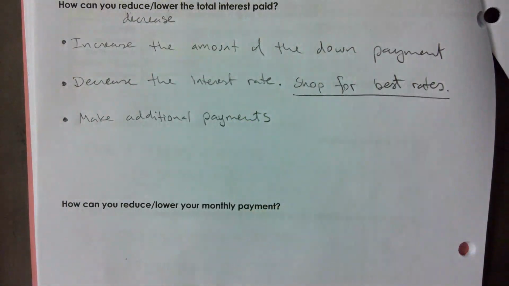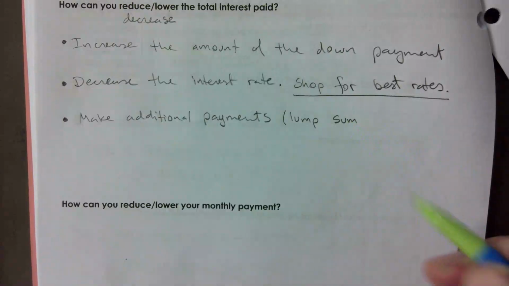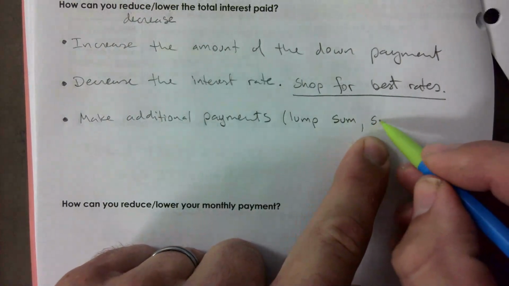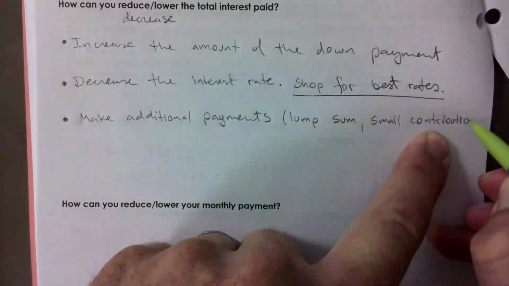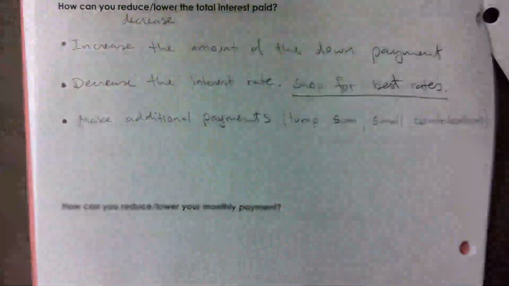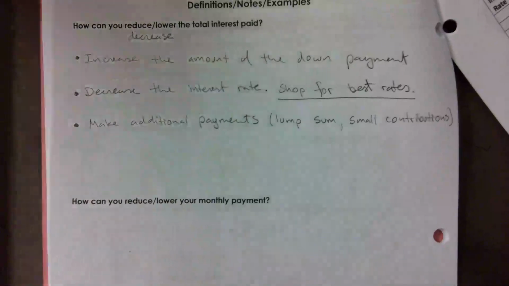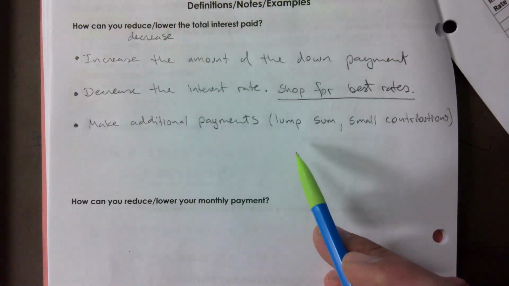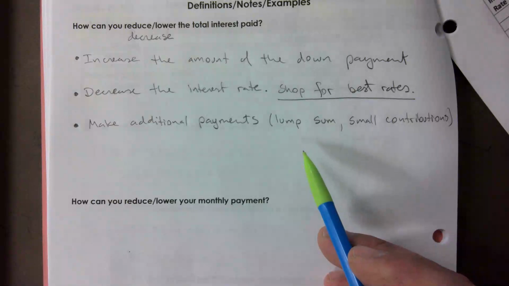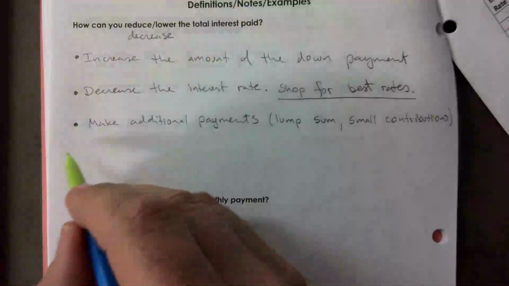Make additional payments. So you can do something called a lump sum, right? Or small contributions. If it's your birthday or a special anniversary of some sort, and you get money, you can go to the bank and say, hey, you know that loan that I have? I want all of this to go towards it, in addition to the monthly payments you're making. You're cutting down the time it's going to take you to pay it off, and in so doing, you save interest, right? So you can also do that.